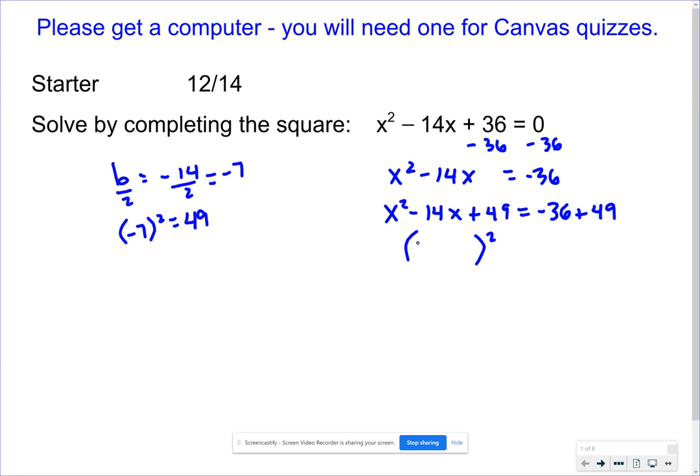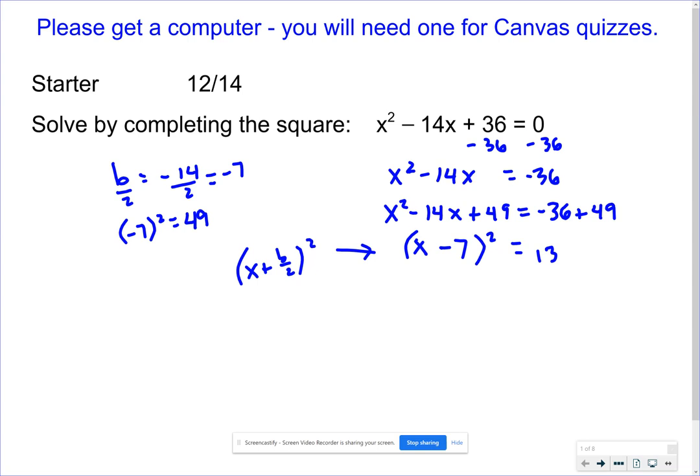What binomial? It's going to be x plus b over 2. But my b over 2 is negative 7. So x minus 7 squared. Remember, it always factors as x plus b over 2 squared. Negative 36 plus 49 is, what is that? 13. Negative 36 plus 49.